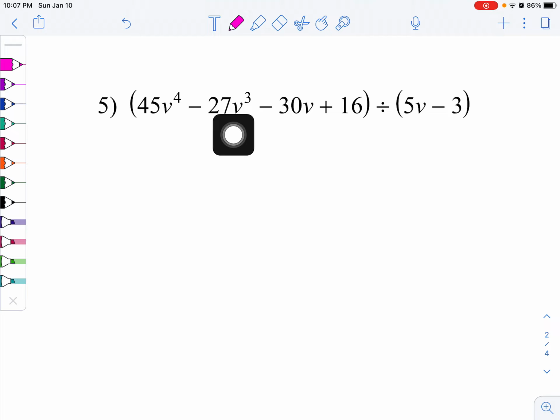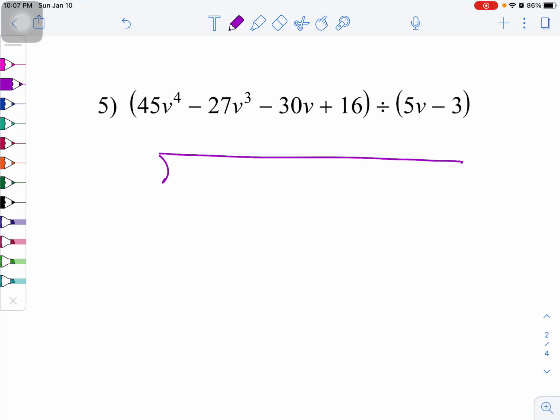So we've got v to the 4th, we've got v cubed, we have v, and we have a constant. We are missing a term here, the v squared term. So when you set up your division problem, okay, let's go ahead and do that. Big old division bar, because you guys know I write huge. So we're dividing by 5v minus 3.